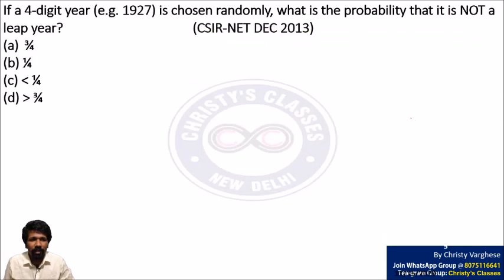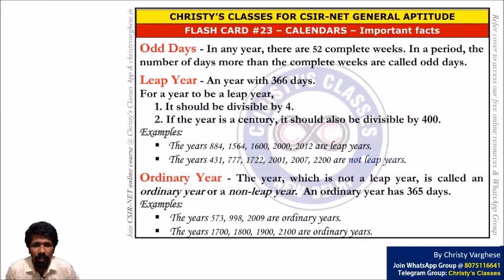Now how that will affect, look at this question. This question is asked exactly to check whether you know what I taught you now. All of you try this. December 2013 CSIR-NET exam, this question came. If a 4-digit year is chosen randomly, what is the probability that it is not a leap year? Not a leap year means an ordinary year, a year with February having only 28 days.